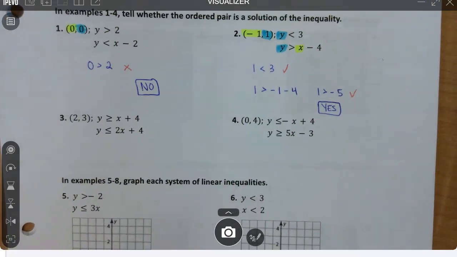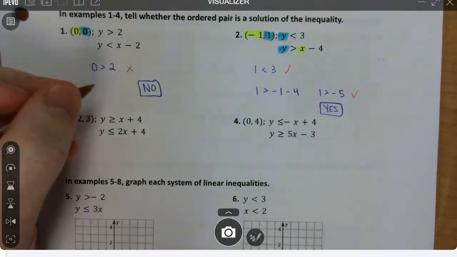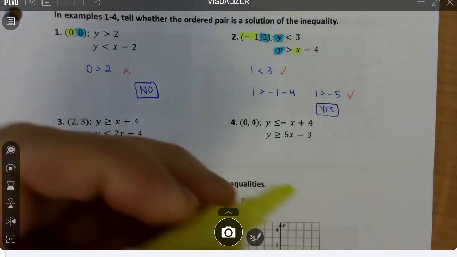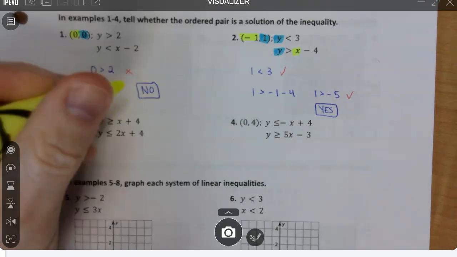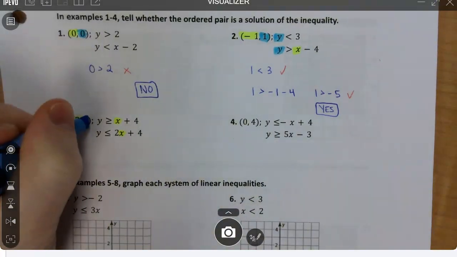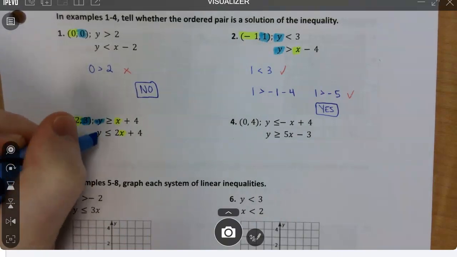All right, number 3. So now we're plugging in the y is 3 and the x is 2. So that's going there and there. The 3 is going to go there and there.